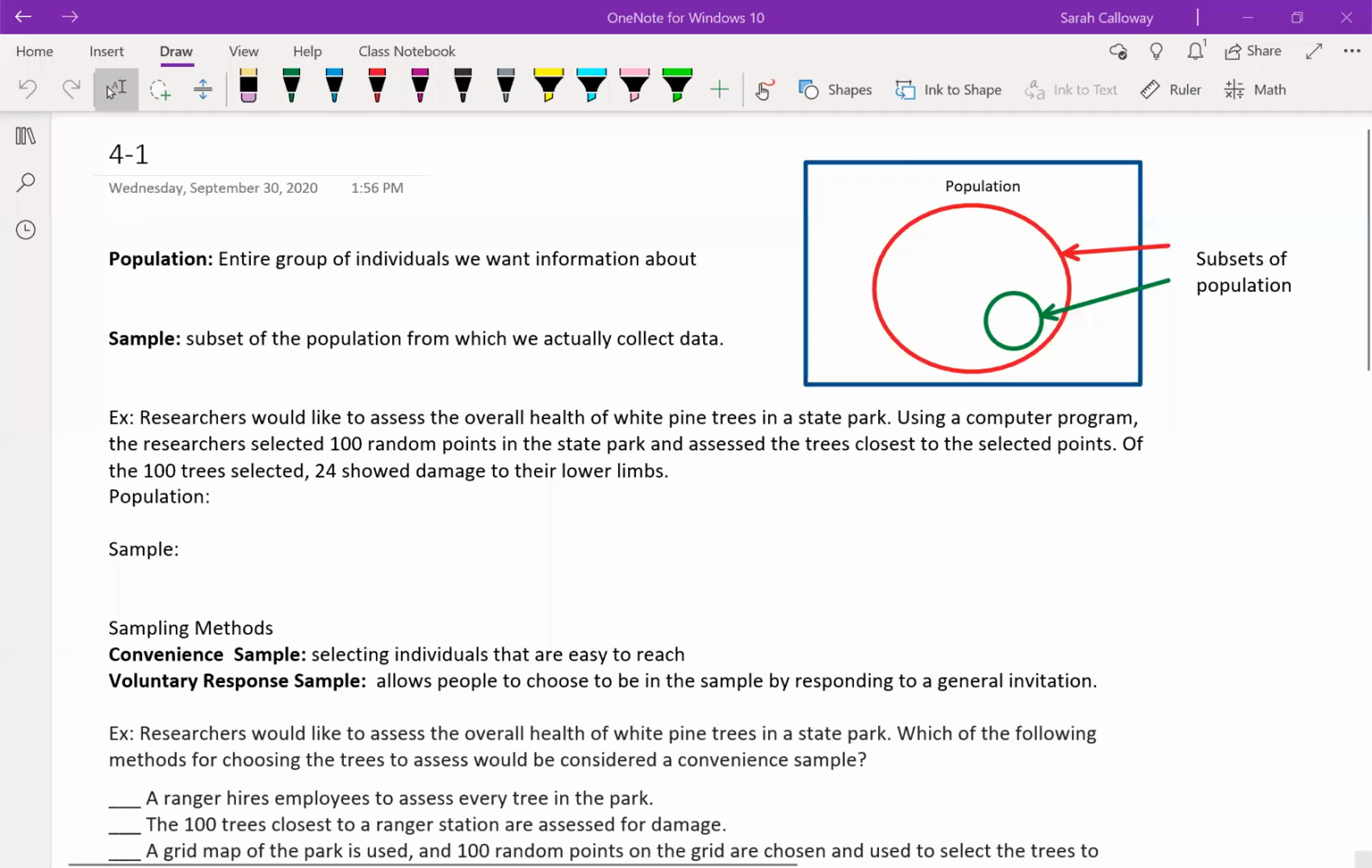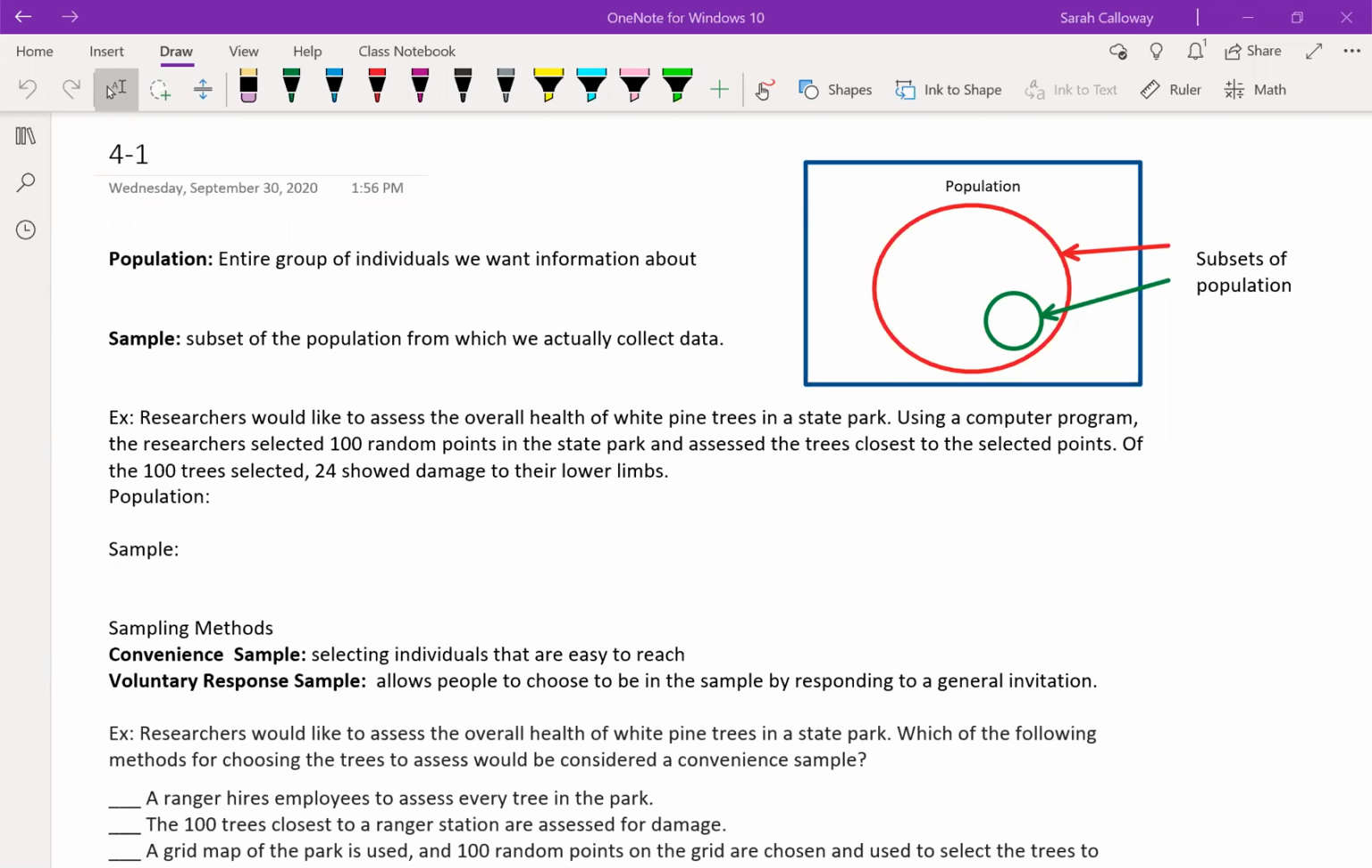Okay, so in this video, we're going to go through section 4.1, which is the introduction to sampling methods. This is really just vocab and then being able to identify things within the vocab. So I am going to do a couple examples just to go over those words. The first thing we start with is population and sample, which are words that we've learned before.